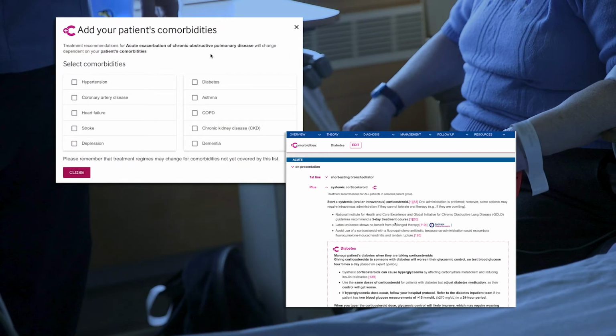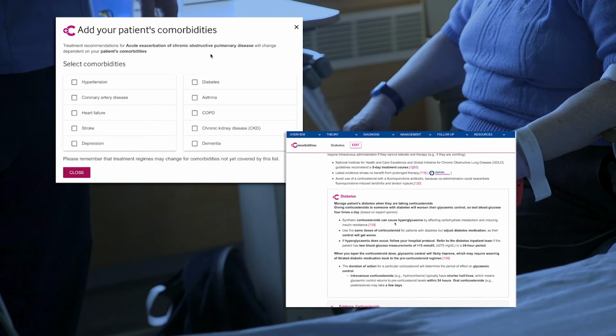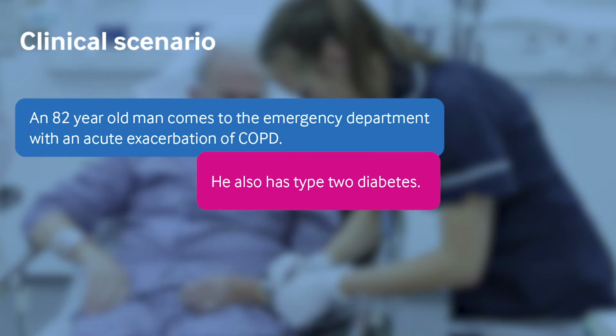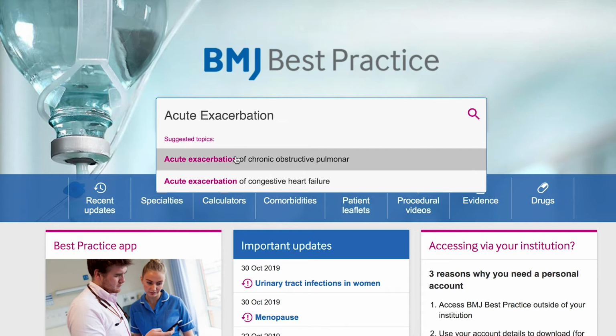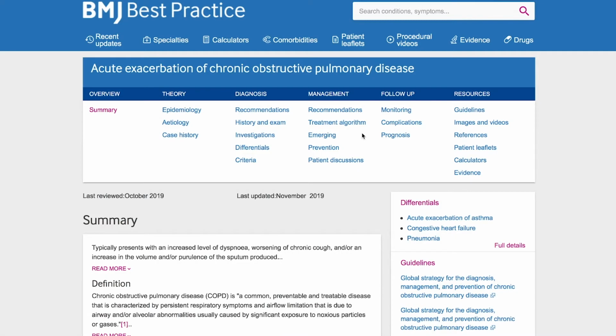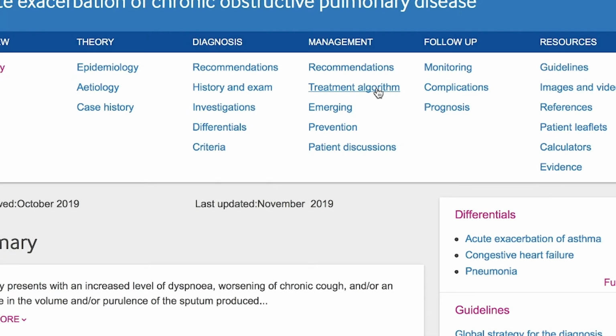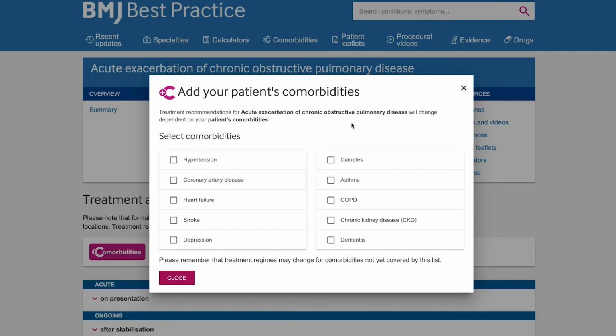Let's look at how the comorbidities tool works in practice. An 82-year-old man comes into the emergency department with an acute exacerbation of COPD. He also has type 2 diabetes. Having searched for COPD, the doctor goes to the topic summary page and selects the treatment algorithm to find advice and guidance on management. They are prompted to consider their patient's existing conditions.